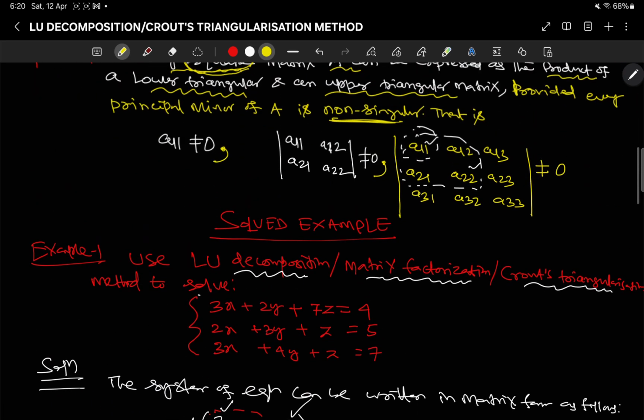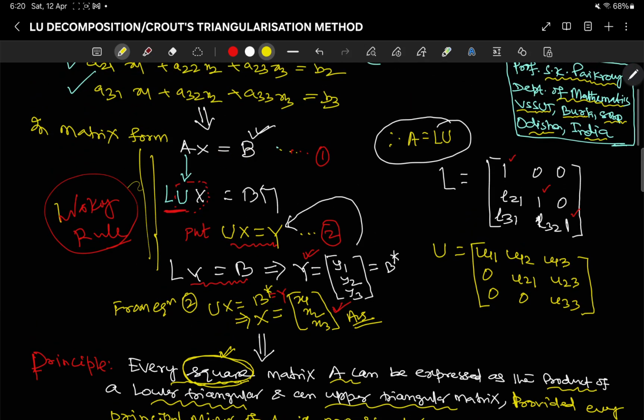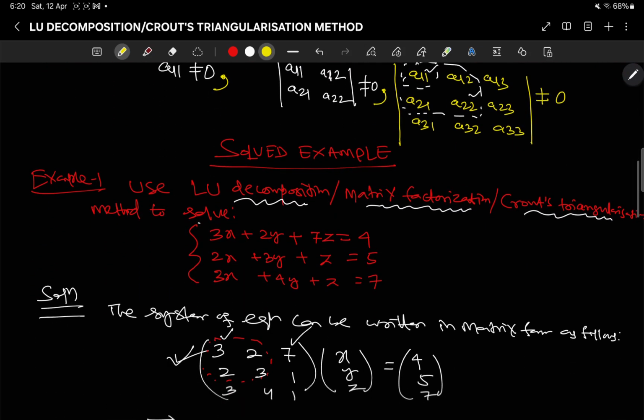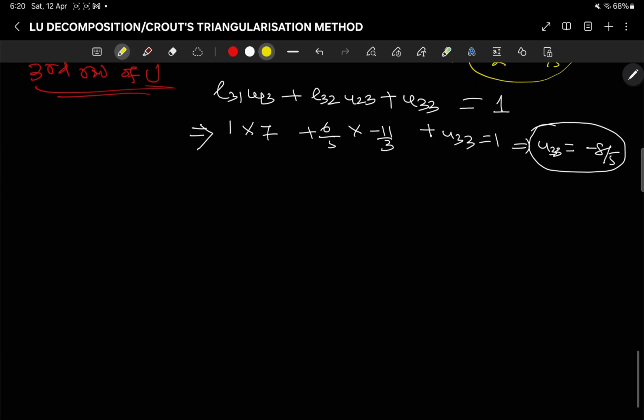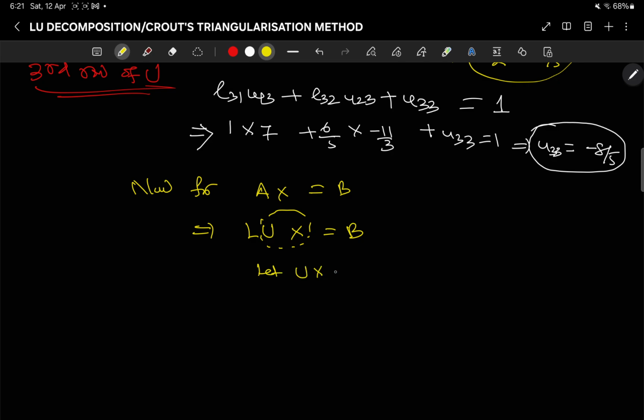Next, adopting this procedure, here AX is equal to B, this procedure we adopt now. Now next my AX is equal to B. So for AX is equal to B, this implies L into U, X is equal to B. Now putting UX is equal to Y, let U into X is equal to Y. Right, so substituting this, that means my here LY is equal to B.